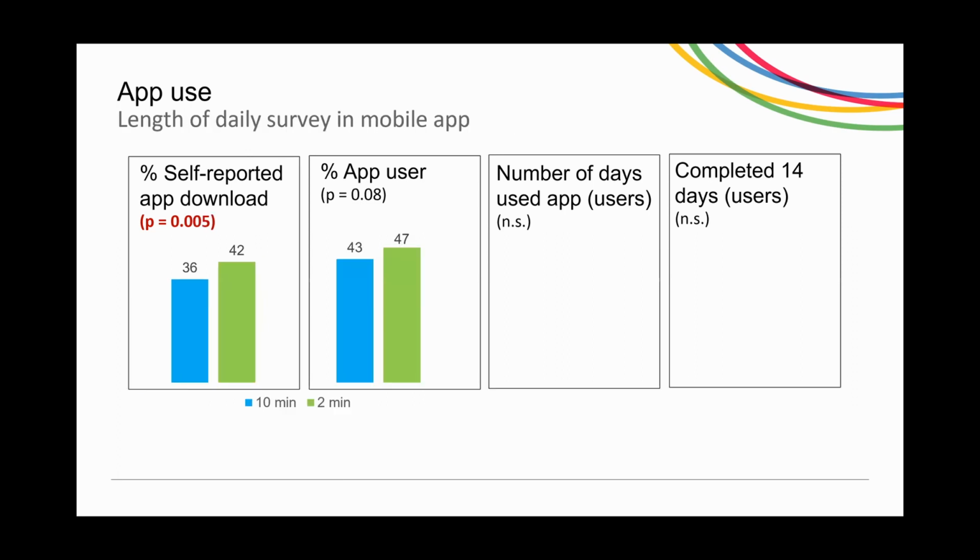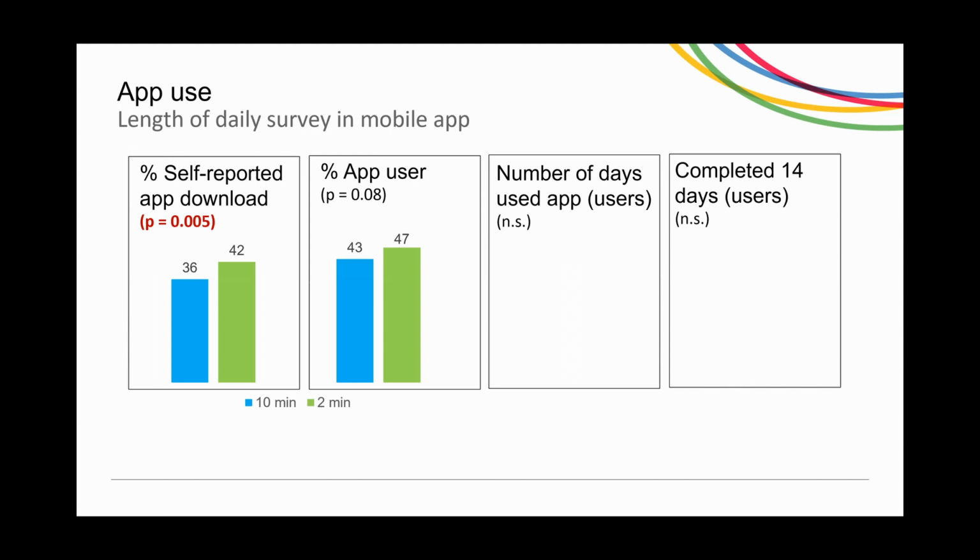The second is with the length of the daily survey. So here the green bar is the 2-minute group. So here, if we look at the self-report, 42% of people in the 2-minute group said they downloaded the app, compared to 36% in the 10-minute group. And that difference is a bit smaller and less significant, but it does carry through. So when we look at the actual app data, we still see a difference. But when we look at app users, we see no difference between these treatment groups in how many days they use the app. So it's not the case that for those who it was 10 minutes that they were more likely to drop out of this.